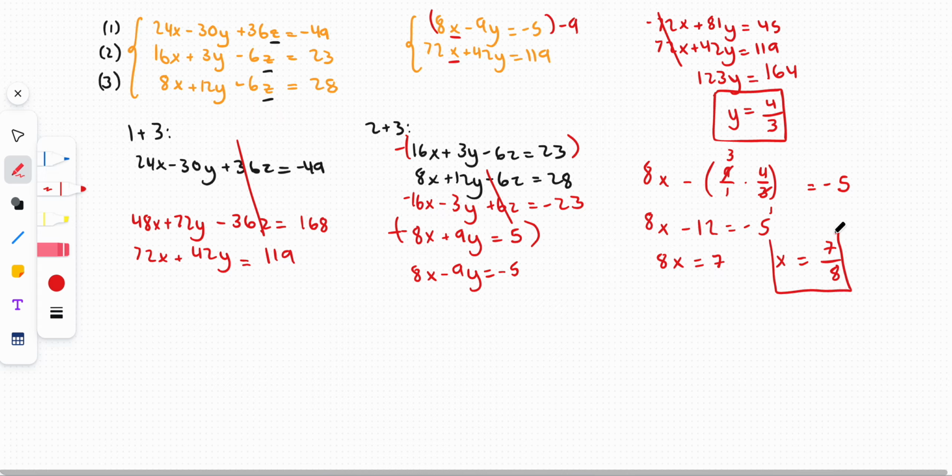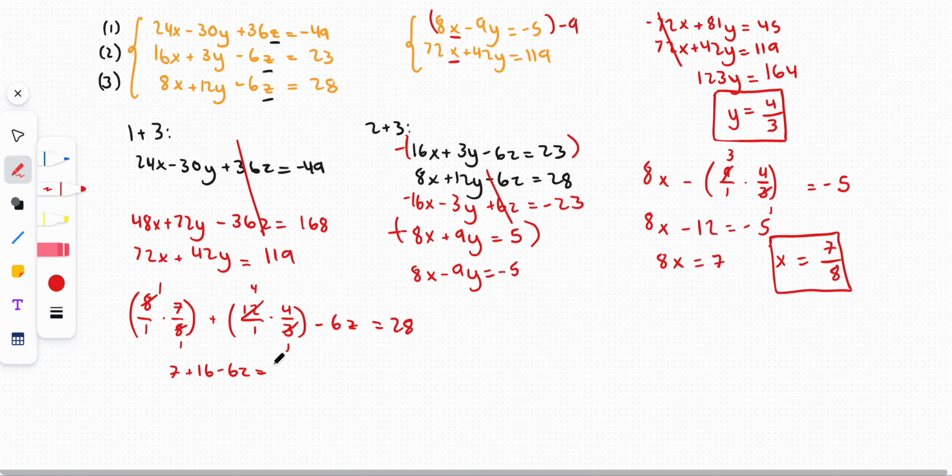Now to figure out what our z is equal to, we just plug the x and y values into an original equation. So let's just plug it into equation 3, as this has the least terms, I guess you could say. So we just put 8 over 1 times this 7 over 8. And when I'm multiplying, I like to put these as fractions. It's easier for me to comprehend. And then 12 over 1 times 4 over 3 minus our unknown 6z equals 28. All right. So I like to do this because you can clearly see that these are going to cancel out and these are going to cancel out. All right. So now when we do this, we have 7 plus 16 minus 6z equals 28.